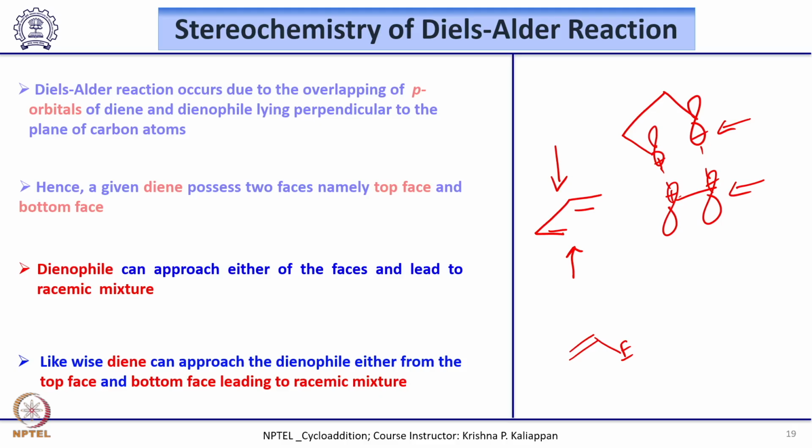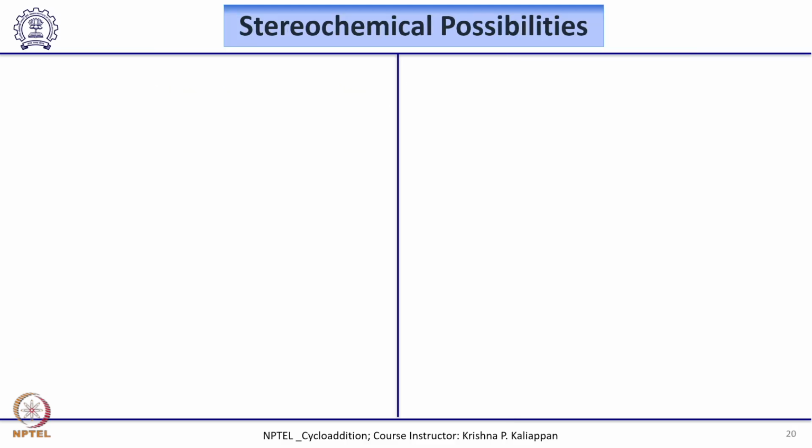Alternatively, when you have a dienophile in a plane, the diene can come either from the top or from the bottom. Each one will give the opposite enantiomer in equal amount. So that is why Diels-Alder reaction without any chiral component in the diene and dienophile gives a racemic mixture.